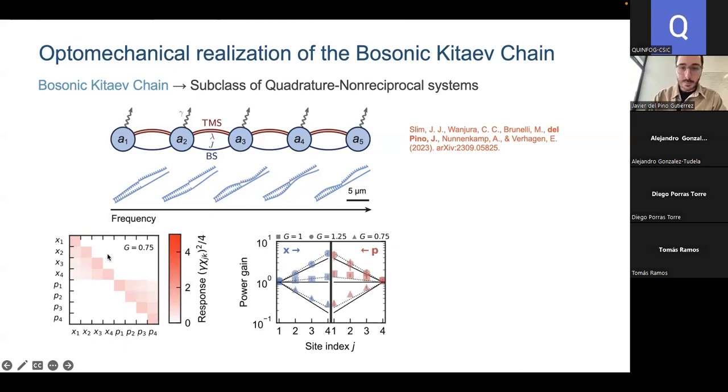And also that the gain of the system follows an exponential law, meaning that if you traverse the chain in one direction, you see effectively the X quadrature being amplified at the same time as the P quadrature gets attenuated along the chain. This was all expected in the first theory work on the bosonic Kitaev chain.